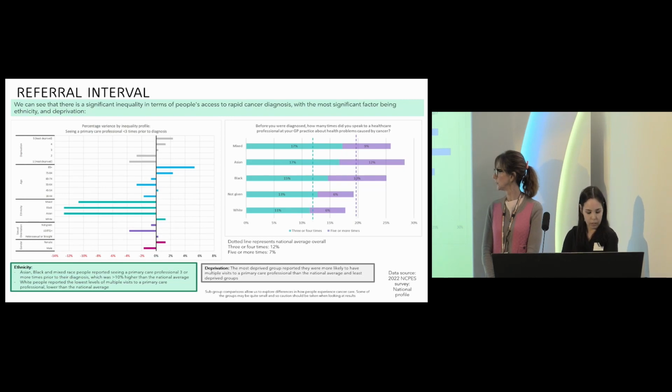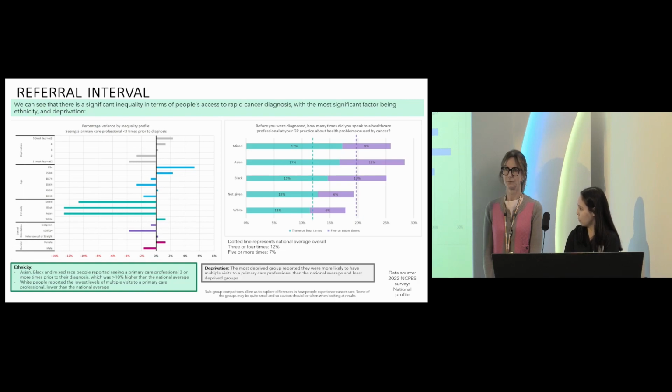So this next question is again around primary care, but this is about the number of times that a patient saw a healthcare professional prior to their diagnosis. And again, ethnicity played a significant factor, so those teal-coloured bars on the graph on the left-hand side there, with Asian, black and mixed-race patients reporting the highest levels of seeing a healthcare professional 3 or more times, and that was 10% higher than the national average.